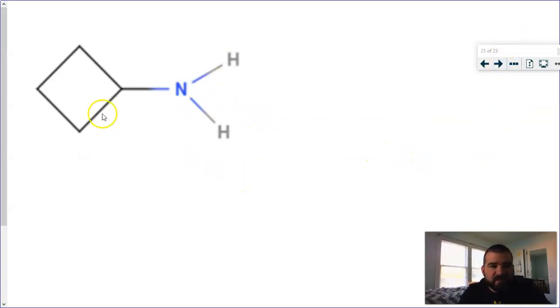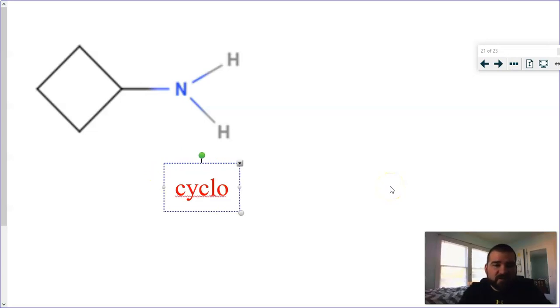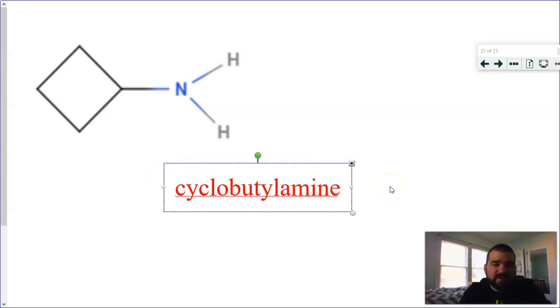This is an amine, and we have a cyclo chunk over here. This is butane, cyclobutane. So all we're going to do is call this cyclobutyl amine.